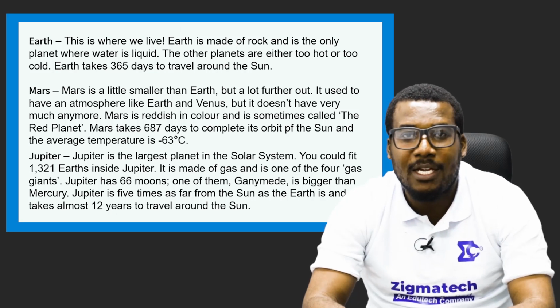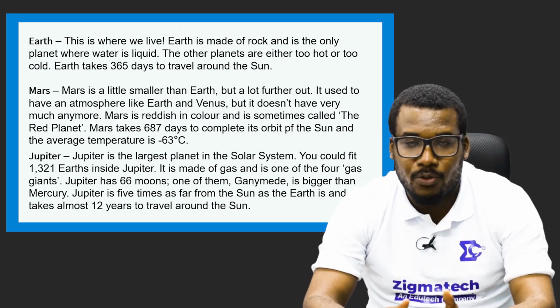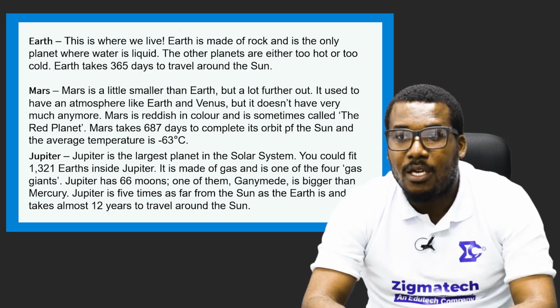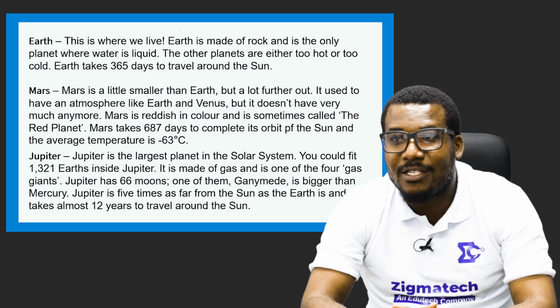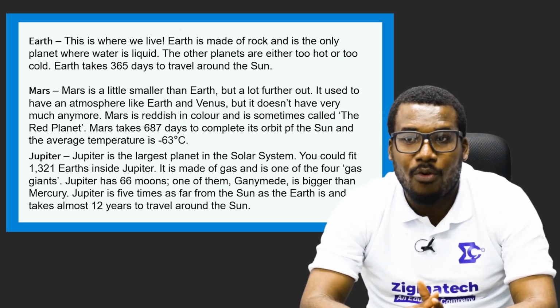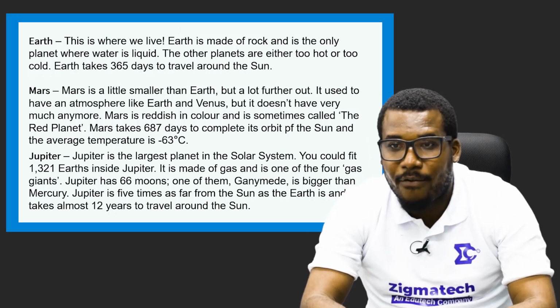Now we have Jupiter. It is the largest planet in our solar system. You could fit, as we said, 1,321 Earths in Jupiter. It is made of gas. It is one of the four gas giants. Now, we call them the gas giants. The remaining planets that will be mentioned here are the gas giants.